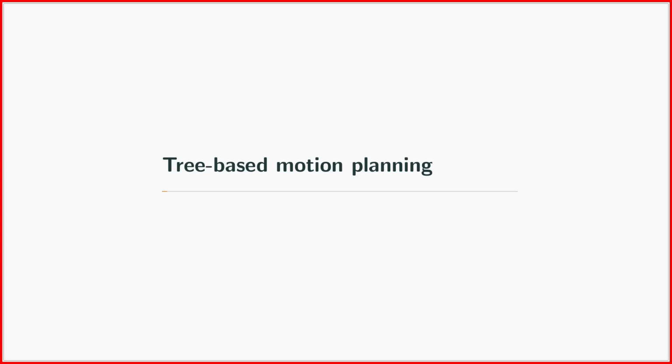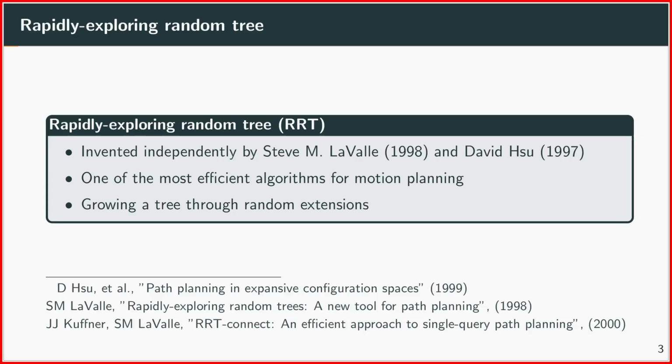And so let me start with tree-based motion planning. As I said, today we will talk about one of the most famous algorithms in motion planning, which is the Rapidly Exploring Random Tree, the RRT algorithm. It was originally invented by Steve LaValle, and there was also a prior publication by David Hsu. So both of them basically introduced trees to motion planning. And it turned out that this was one of the most efficient ways to solve very difficult motion planning problems.